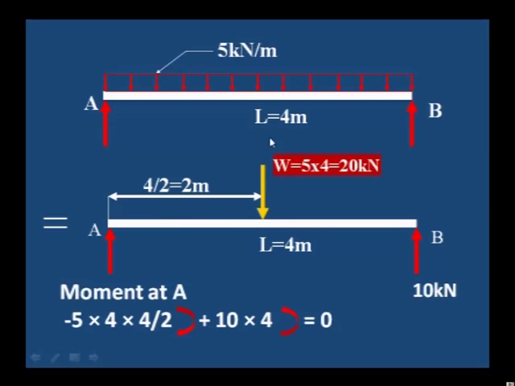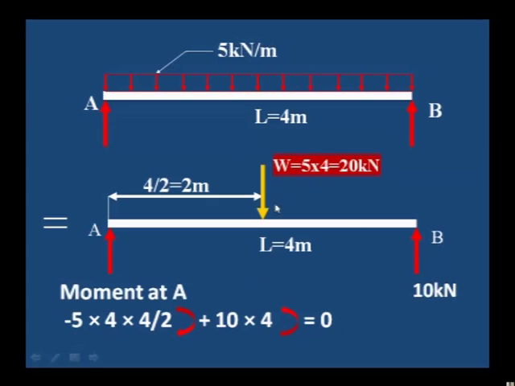If we divide the 4 meter by 2, we can make a simplified diagram of the uniformly distributed load as a concentrated load. Then we can calculate the moment. Moment at A is equal to minus 5 into 4.